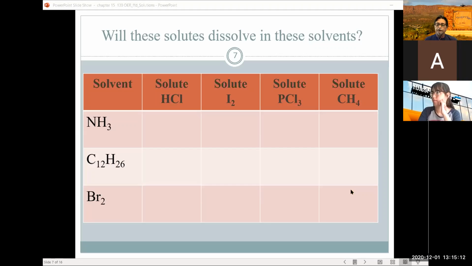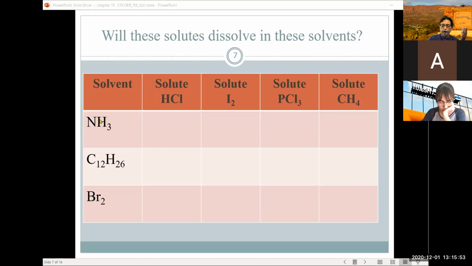We have NH3, which is ammonia, and then we have C12H26, which could be anything, but we know hopefully by now that all we see is carbon and hydrogen. So this is a general formula for a hydrocarbon, and Br2, which is diatomic bromine. So what we have to do first is determine the polarity of each one, because once we know the polarity, then we know if this is going to dissolve or not, if it's going to be soluble or insoluble.